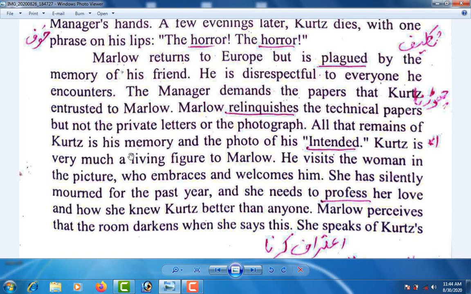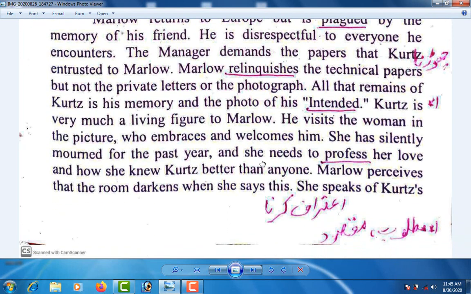All that remains of Kurtz is his memory, and the photo of his intended. Kurtz is very much a living figure to Marlow. He visits the woman in the picture, who embraces and welcomes him. She has silently mourned for the past year, and she needs to profess her love and how she knew Kurtz better than anyone. Marlow perceives that the room darkens when she says this.